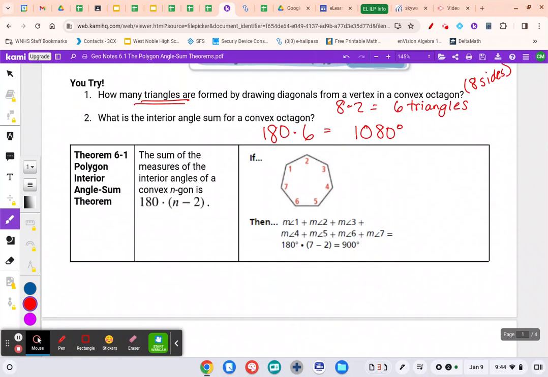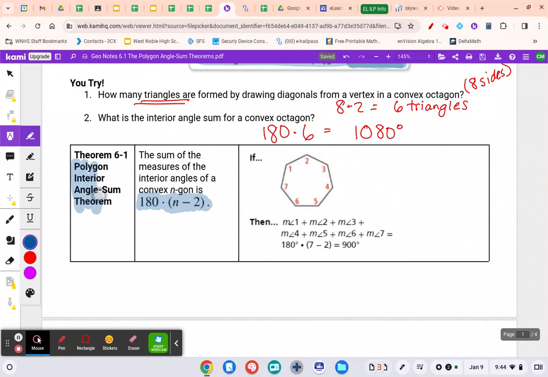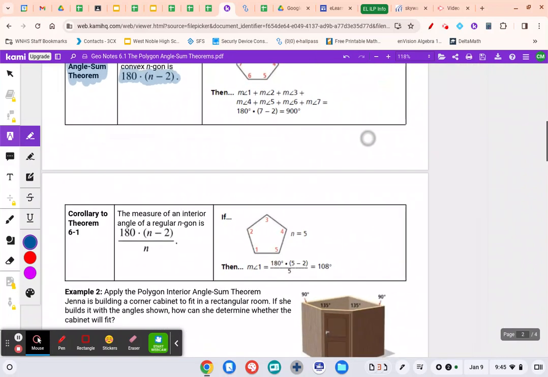It's exactly what we just talked about, that we have our formula 180 times n minus 2, our polygon interior angle sum theorem. It just states that the sum of the measures of the interior angles of a convex n-gon, that's any sided shape, is that formula. Now, you can actually use this to come up with another statement.